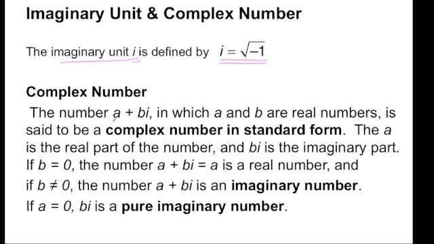A complex number, the number a plus bi, where a and b are real numbers, is said to be a complex number in standard form. The a is the real part, and the bi is the imaginary part of the number. If b equals 0, you just have a plus 0i, which is actually a real number. If b does not equal 0, a plus bi is called an imaginary number. And if a equals 0, you have just bi, and that's a pure imaginary number.